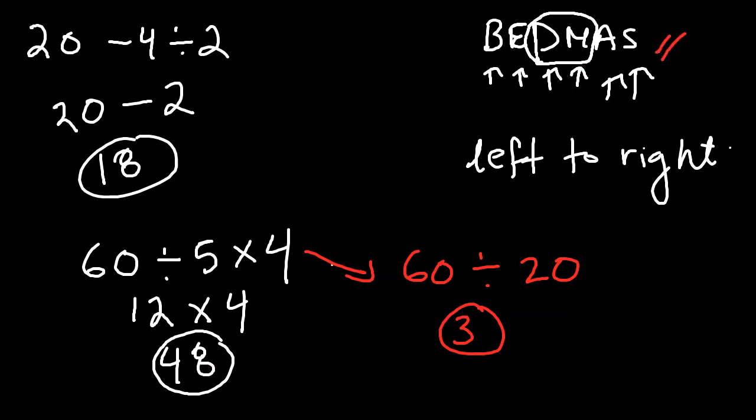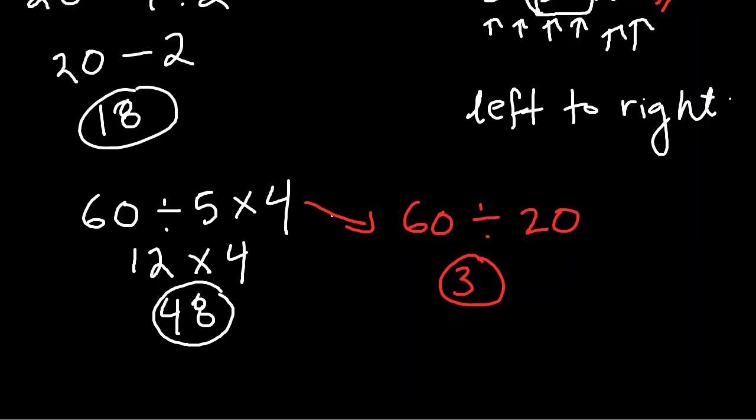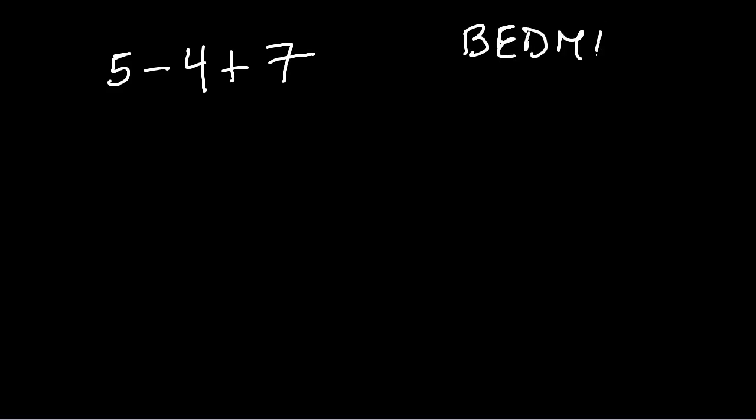So let's practice another question, but this time involving addition and subtraction. Okay, so let's say we had 5 minus 4 plus 7. So let me just write out the BEDMAS acronym again. So we have no brackets, we have no exponents. We have no division. We have no multiplication. All we have in this problem is addition and subtraction.